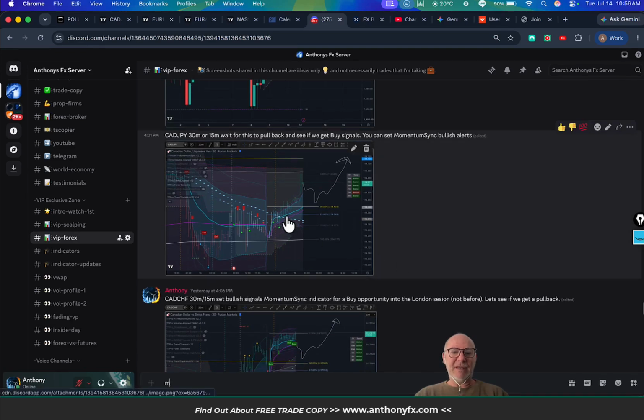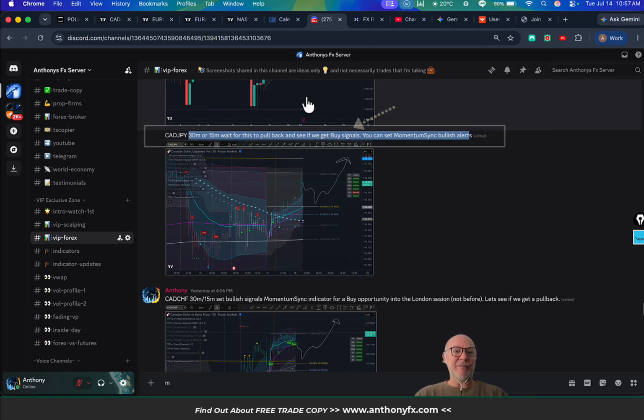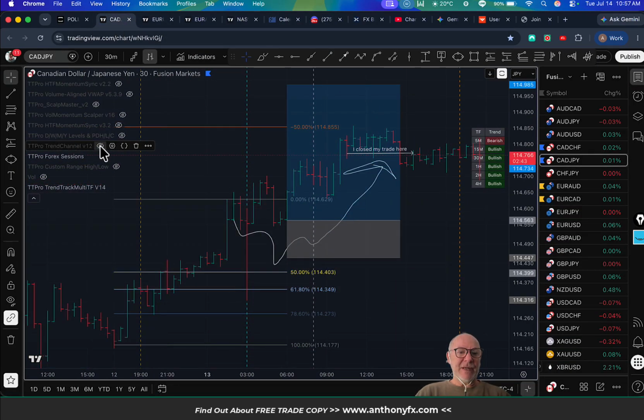This was the CAD yen. Let's just have a look at that. So we're looking for the pullback, 30 or 15 minute. Wait for this to pull back and take the next green signal, buy signal. Momentum sync, bullish alert, or the VWAP would be fine. CAD yen, you had 2 signals here. Okay, we'll take that out and I'll show you where your stop loss goes, everything.